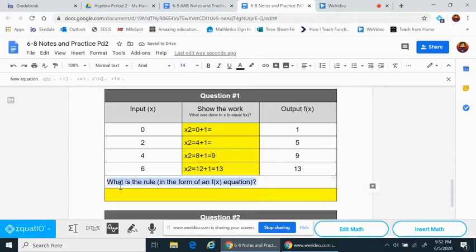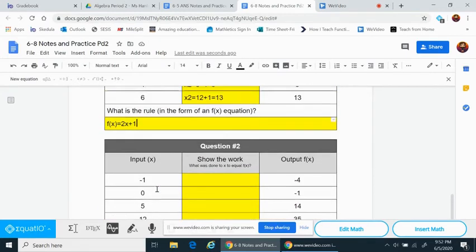Now we have to write the rule in terms of f of x. So we're going to write f of x. We're going to use our parentheses correctly. And I said the m is whatever we multiply. So looking at where I asked you to show the work for our rule making, we notice that we multiply by 2. So that means it's going to be a 2 times the x. And then the b is whatever we add or subtract. So we plus 1. That's our final answer.